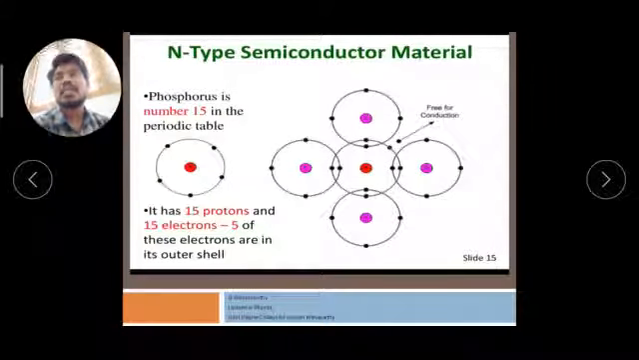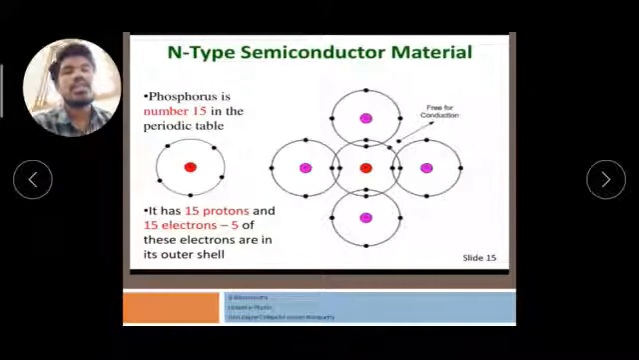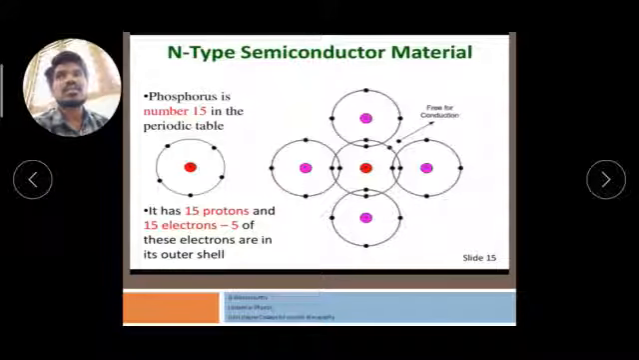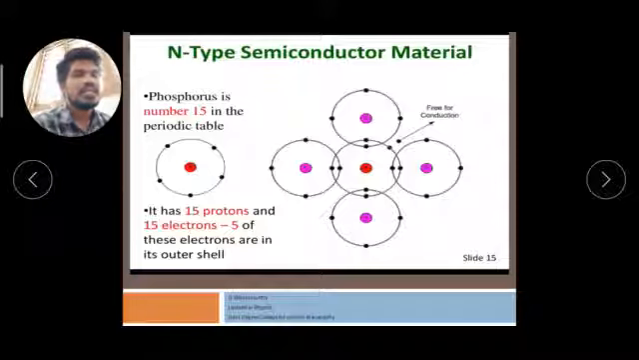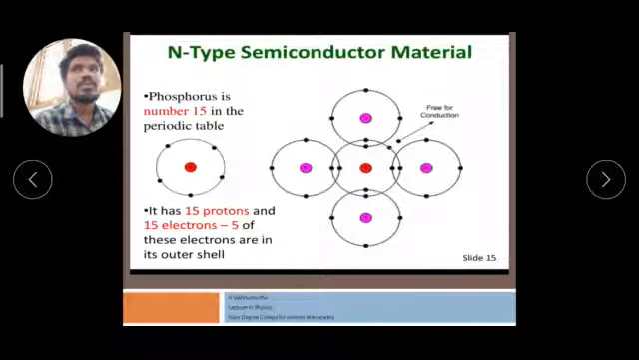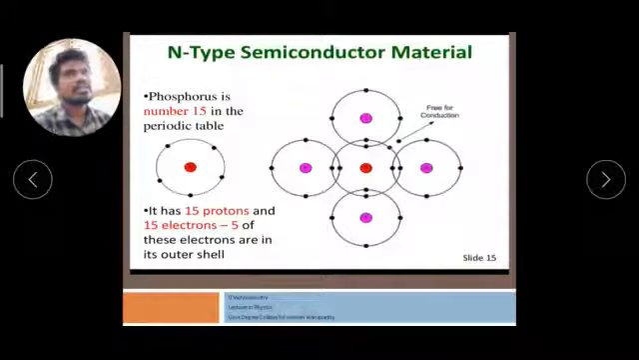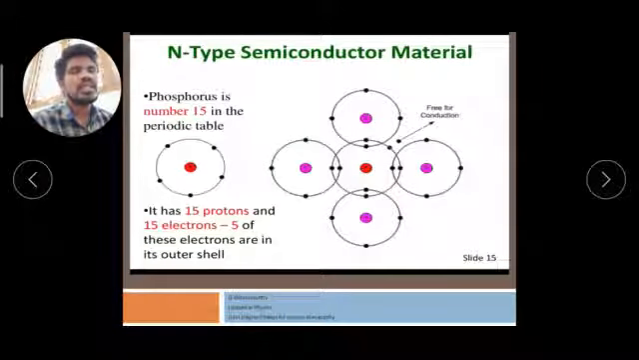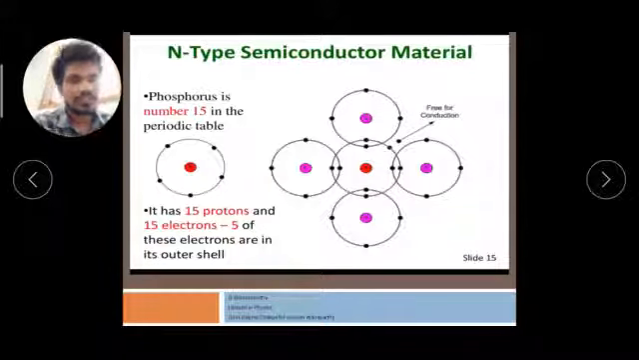So every phosphorus atom will give one free electron. That's why when we add an impurity like phosphorus to the silicon, we get a larger amount of free electrons. Those free electrons cause the current conduction in the n type of material. Also in n type material, the majority carriers are the electrons, and minority carriers are called the holes.